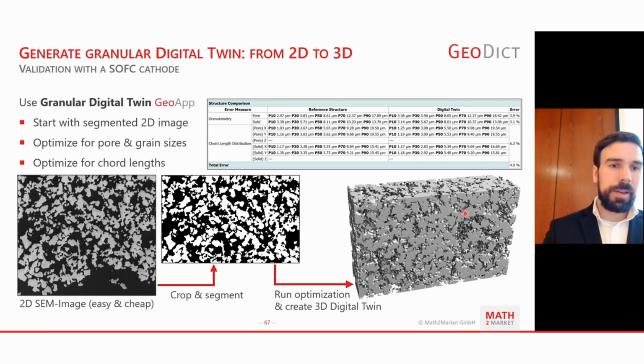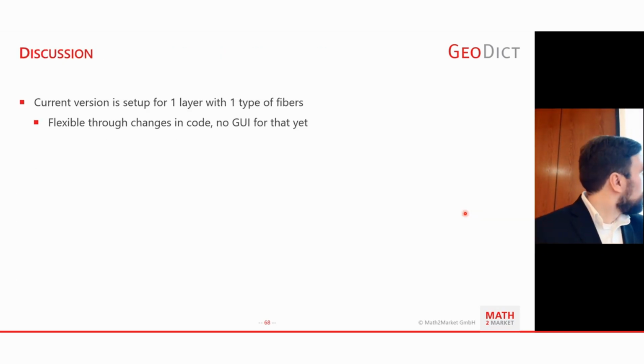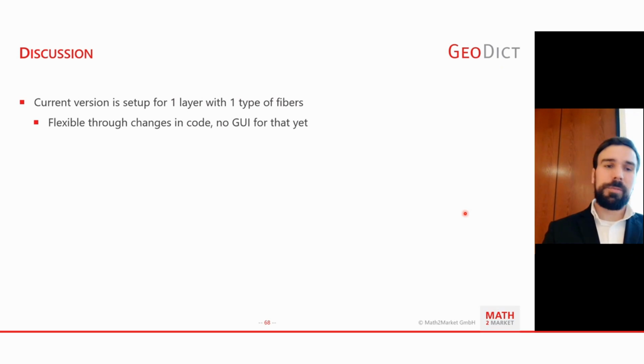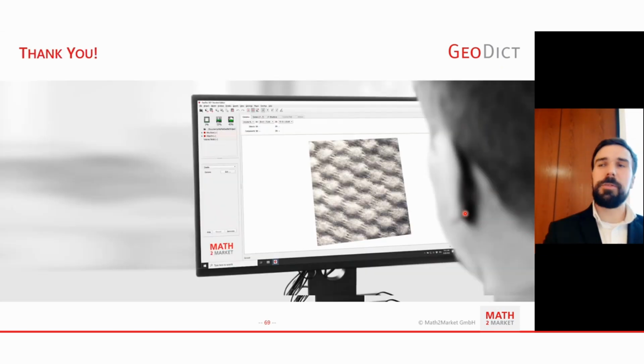Yeah, with that, I come to the discussion slide. As I mentioned, the current version is only one layer with one type of fibers, so a lot of room for improvement. You can go in the code and change it. If you have ideas, let me know. And yeah, thank you for your attention.